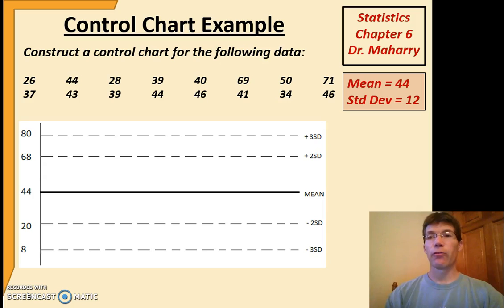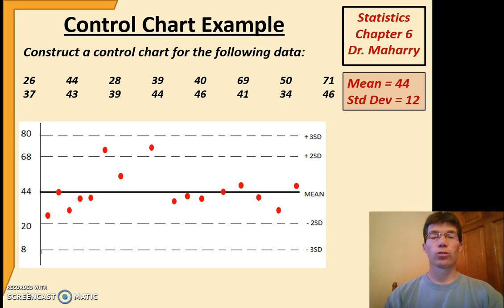The mean is at 44, and then notice if I take 2 standard deviations above the mean, I get 68. 3 standard deviations above the mean, I get 80. 2 standard deviations below the mean is 20. 3 standard deviations below the mean is 8. So those are my control limits. So now I plot my data in order. So 26, 44, 28, 39, etc. all the way across. Plot all 16 of these points.